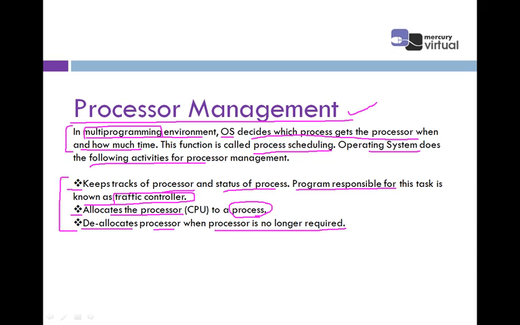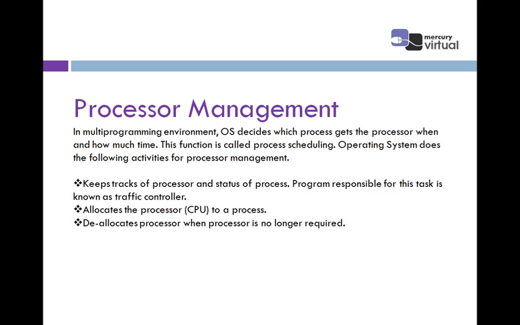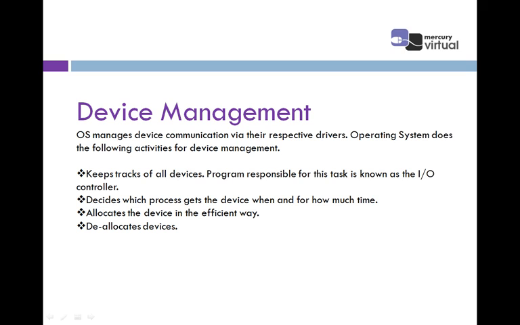I'm recalling the three activities. First, it keeps track of the processors. Then it allocates the processors to a process. The last one says it deallocates the processor when there is no requirement of the processor. So this is the second function performed by the operating system. The first function is memory management, the second function is processor management. Now let's see another function, that is the third point, device management.